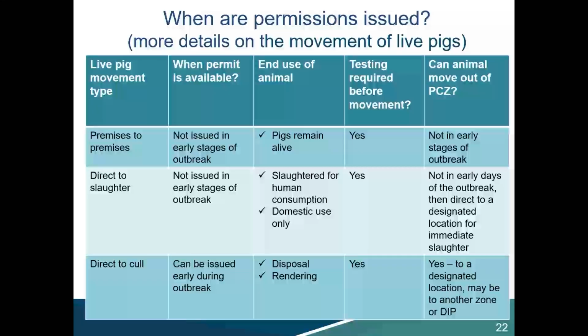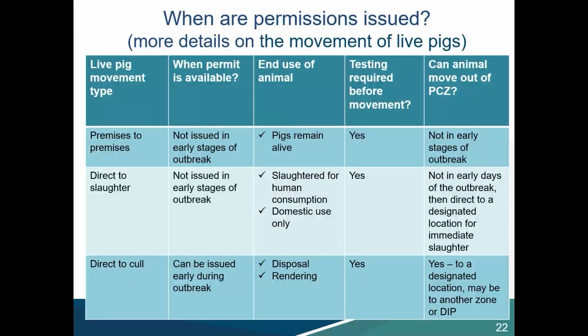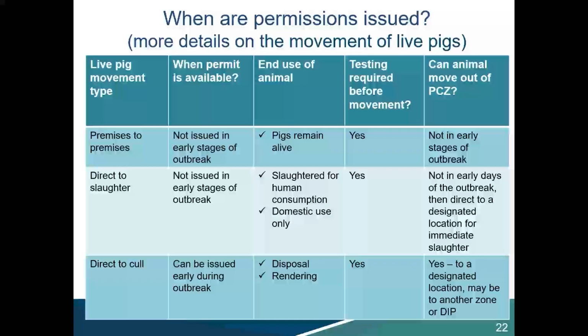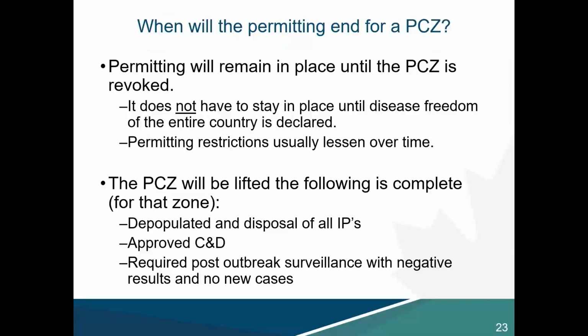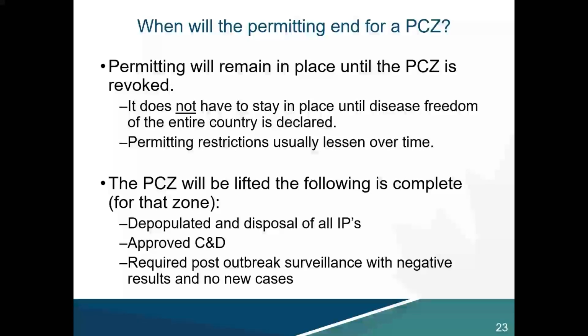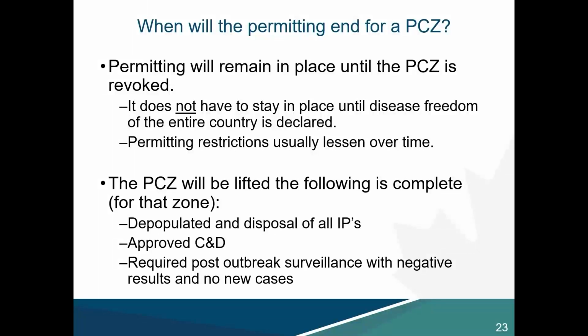And if you look at the last column for the third line, yes, it's possible, but we'll tell you where to go. You won't be able to say, okay, I'm going to go any other place for culling. We're going to tell you where it's permitted, and the three categories require tests on the animals. The authorization will remain in a PCZ because they're not revoked, and so when the PCZ is in place, I'm going to require permits and conditions to be met. The PCZ will be lifted following certain criteria, and this is announced.